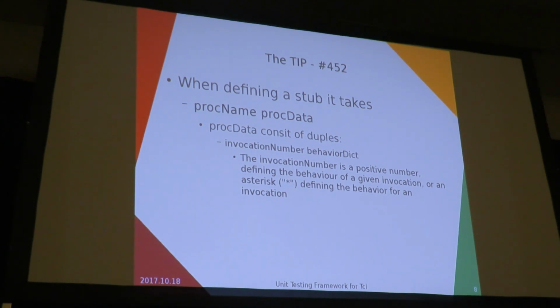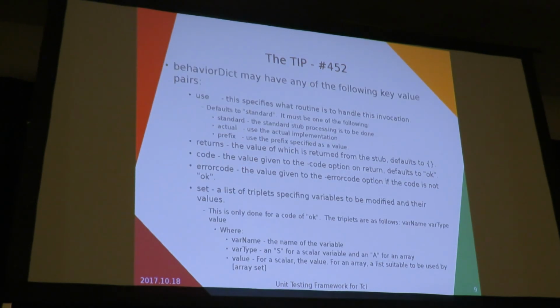I wanted it to work the first 4 times I called gets, and then generate an error, end of channel, the 5th time. So what I'm proposing is an invocation number that says, on this invocation, do this. And you can have star, which says, any invocation not specified in the list, this is the behavior I want. Now, defining the behavior is more interesting.